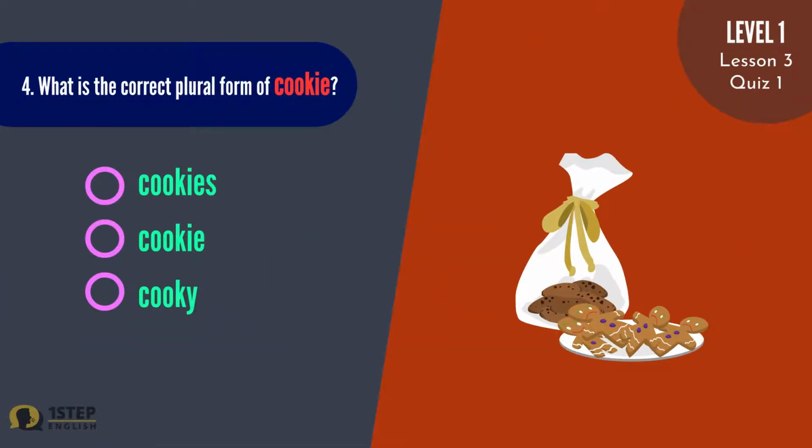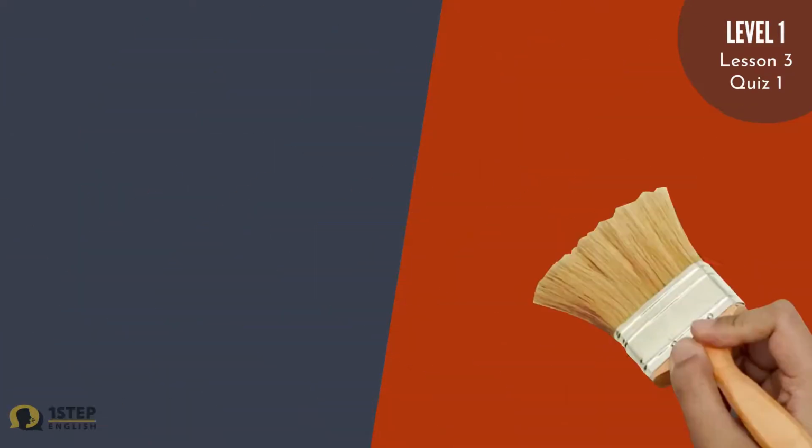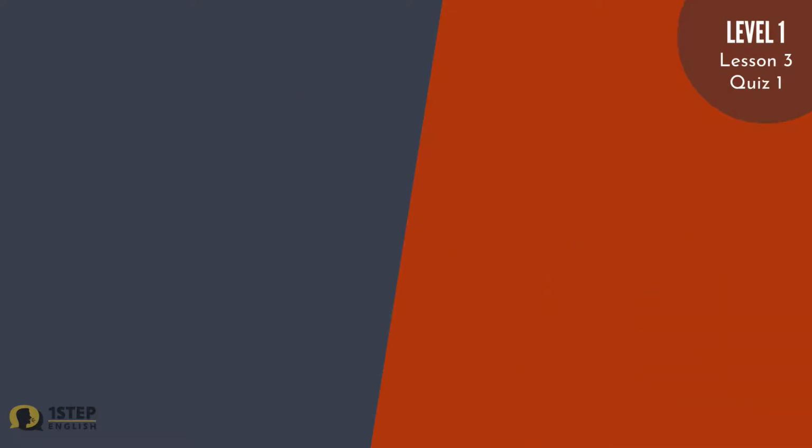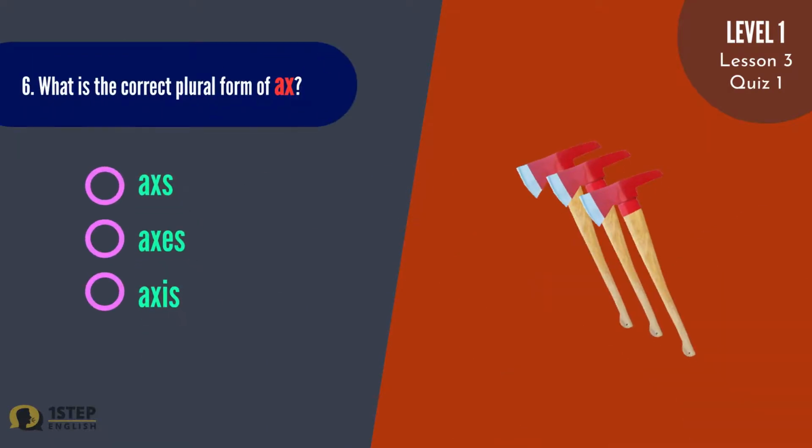Number 4. What is the correct plural form of cookie? Cookies. Number 5. What is the correct plural form of wish? Wishes. Number 6. What is the correct plural form of axe? Axes.